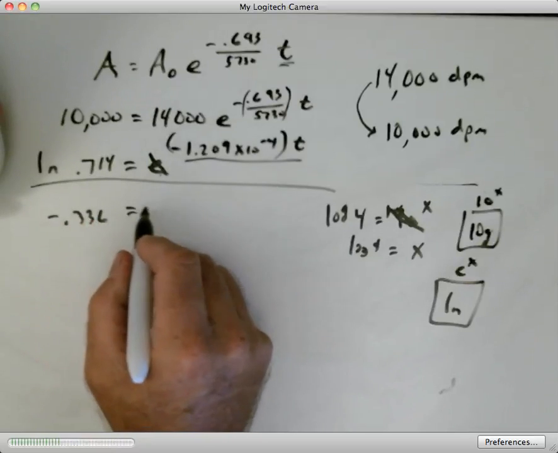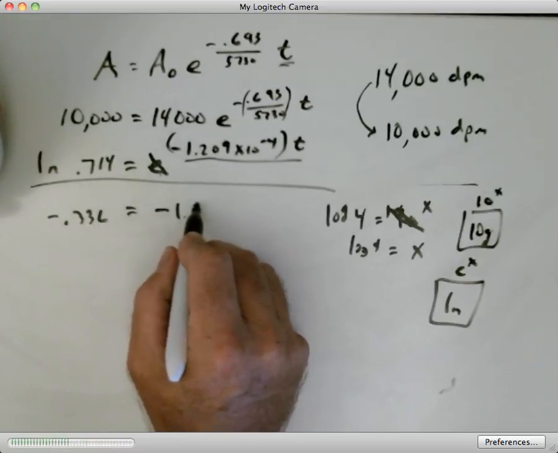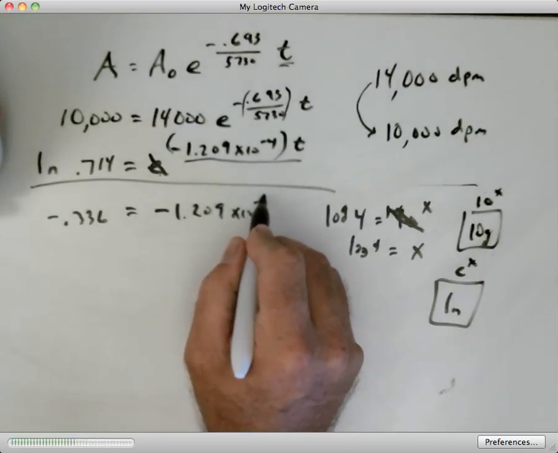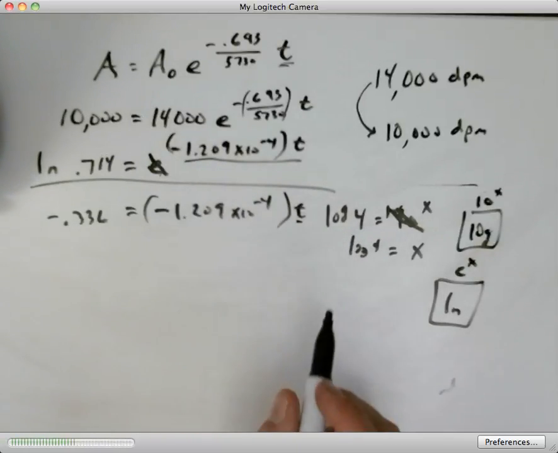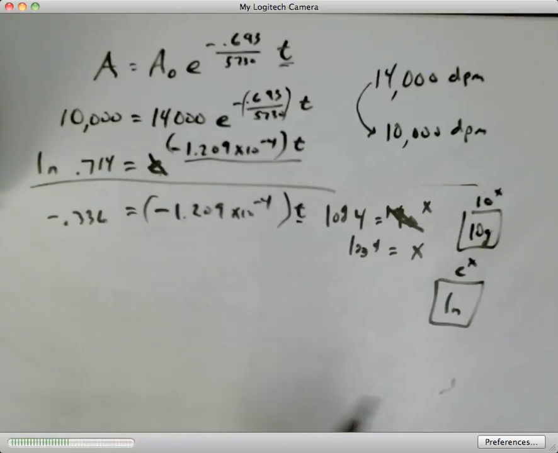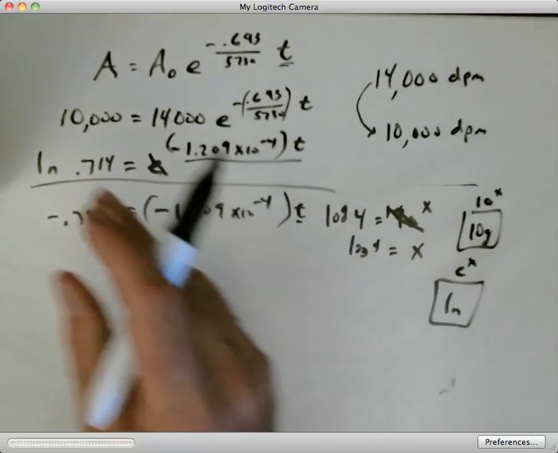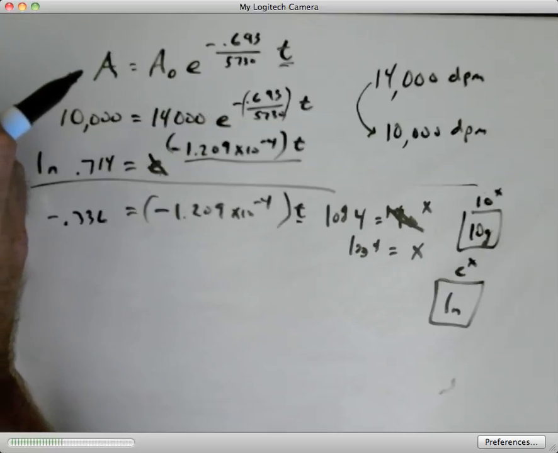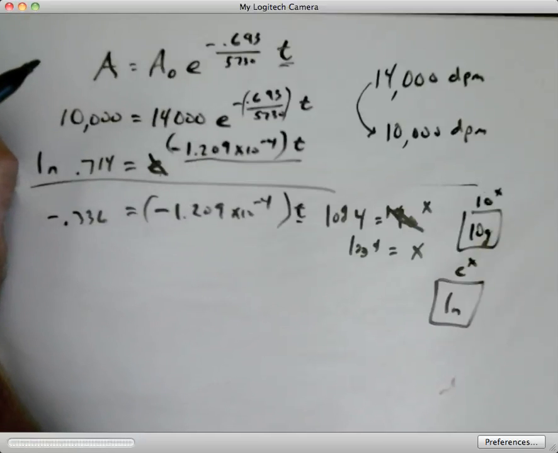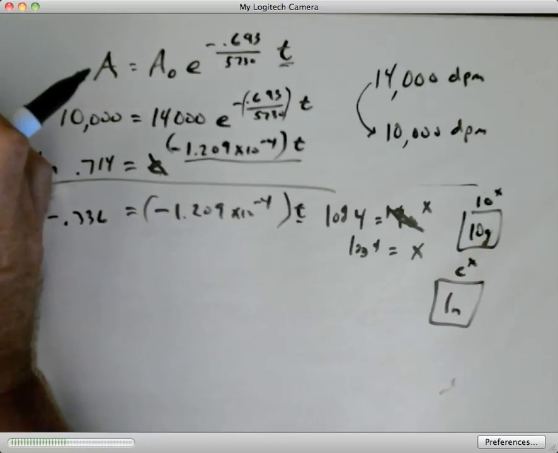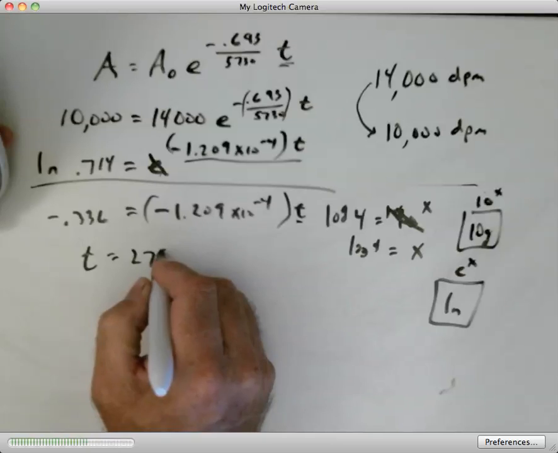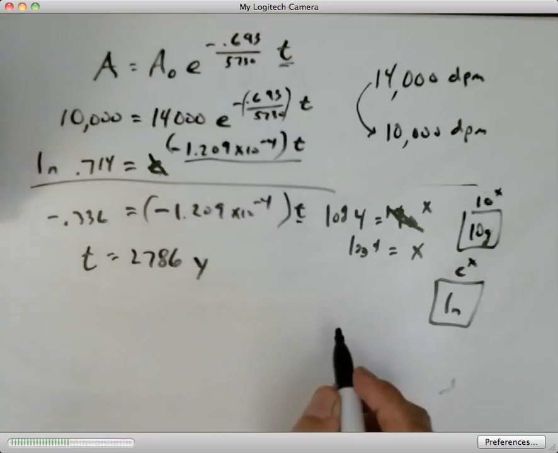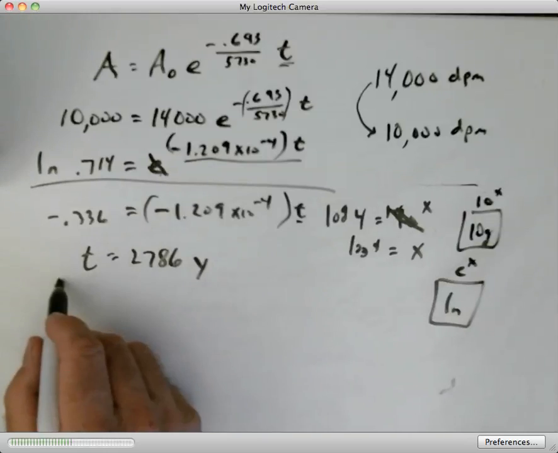0.336 equals now negative 1.209 times 10 to the minus 4th, all that times t, and I've got the variable down on the command line. Now I'll divide by that negative 1.209, divided by negative 1.209 times 10 to the negative 4, and I get t equals 2,786 years. Does that make any sense?